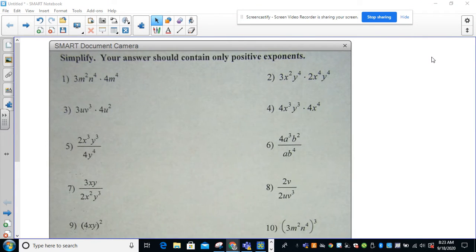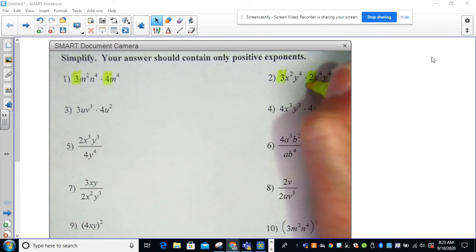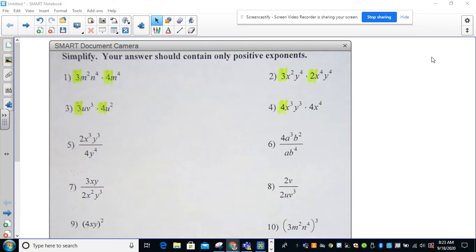I wanted to do a quick review of some basic stuff with the exponents that we've done so far. So the first four are all multiplying with exponents, and I want to go ahead and highlight all of the constants in the problems to make sure that you realize that for those, you still treat them like regular numbers. They do not apply to these rules of exponents.